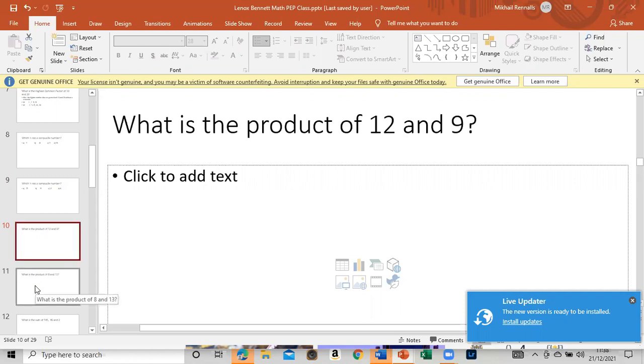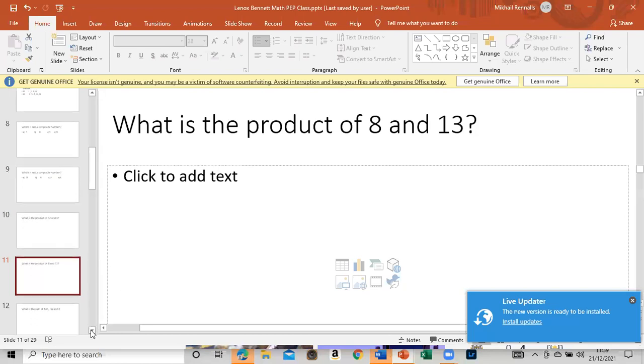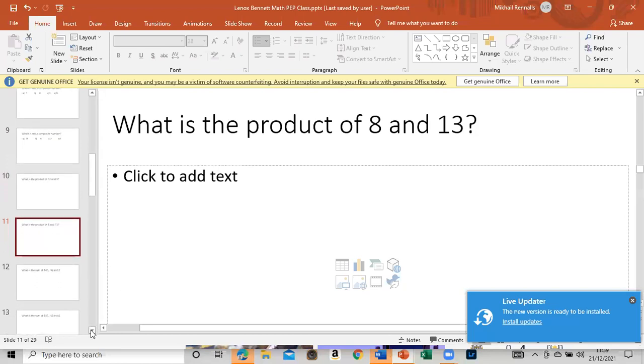All right, let's move on to this one. So who can get this one? What is the product of 8 and 30? What is it? 104. All right, so 8 3s 24, 2 carry the 4, 8 1s 8, and 2 10. So guys, make sure you're practicing your timetable. Very important.